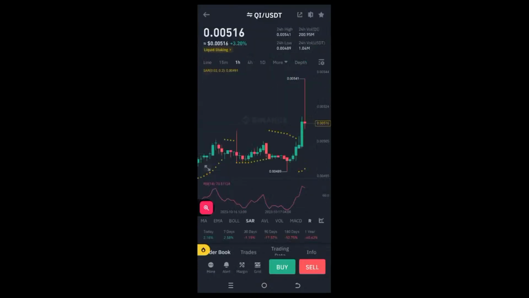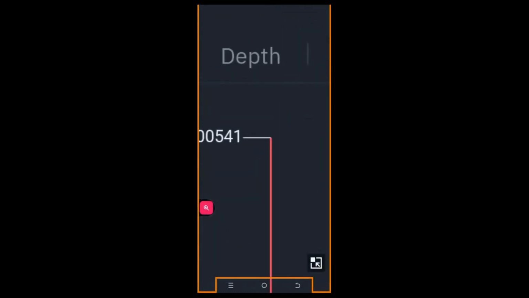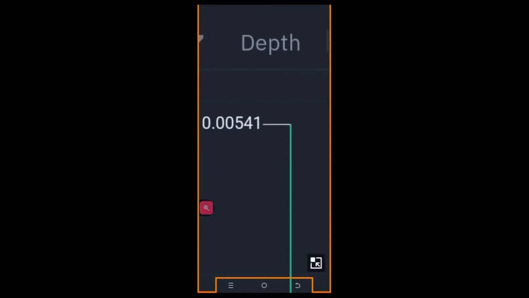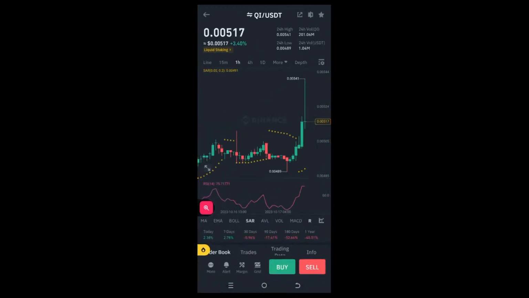Wow! Can you see how QIUSDT ran all the way to 0.0541? This trade, wow, I've been in it for 8 days. Eight days. Oh my God. But anyways, like I told you, you probably must have watched in my previous videos that there has been a bloodbath in BTC. But BTC has cured a little bit.